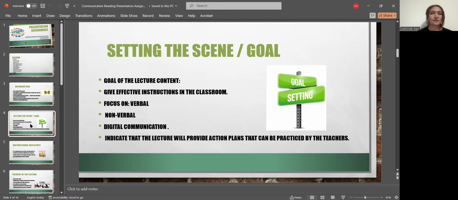So now I explain page number 4. Setting the sense goal. Goal of the lecture content. So give effective instruction in the classroom, focus on verbal, non-verbal, digital communication. So indicate that the lecture will provide an action plan that can be practiced by the teachers.